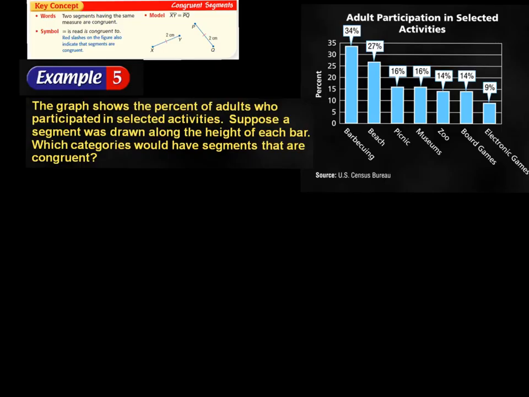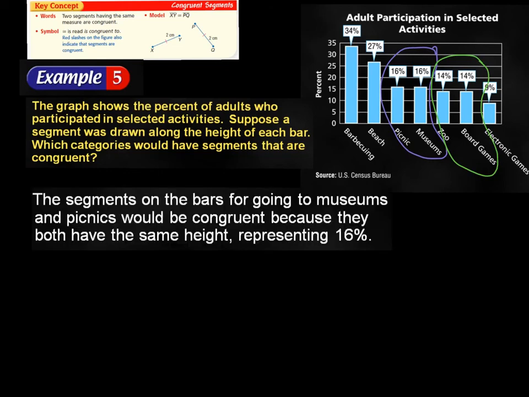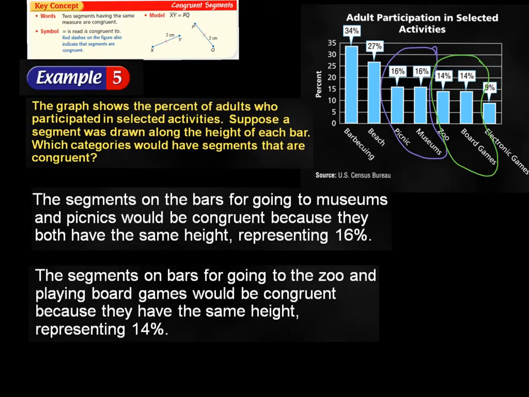The graph shows the percent of adults who participated in selected activities. Suppose a segment was drawn along the height of each bar. Which categories would have segments that are congruent? Well, the congruent segments would have the same percent, so the same height. So the two things that are both 16% would be congruent to each other, and the two things that are both 14% would be congruent to each other. So museums and picnics, and the zoo and playing board games would be congruent because the bars have the same height.